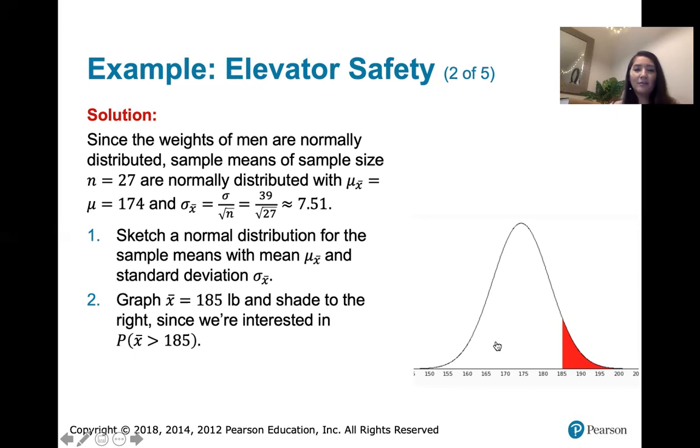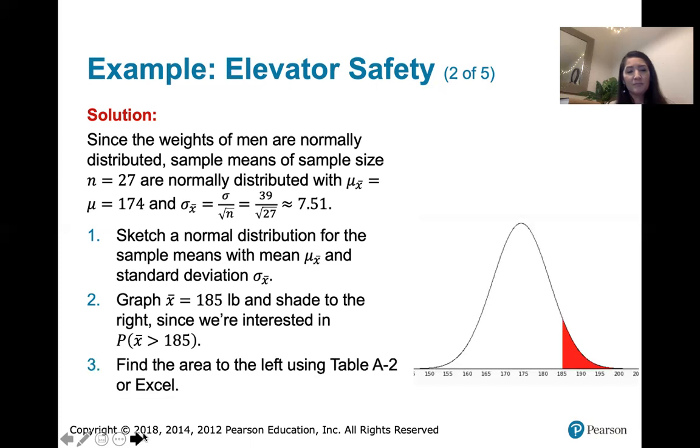Okay, so we sketched a normal distribution with the appropriate mean and standard deviation. We graph x bar equals 185 pounds. Again, that's a sample mean of 185 pounds. And we're asking ourselves, what's the probability that this elevator is overloaded? Or alternatively, what's the probability that the mean weight of those 27 men is more than 185 pounds? We want to find that probability, which corresponds to this red area in our graph, using table A2 if we want to, or using Excel.